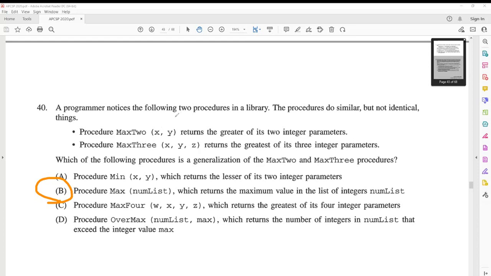Okay, because you have maximum 2 number, maximum 3 number, okay? 4 number is another one, it's not generalization, okay? So procedure move over maximum, which returns the number of integers that exceed the number of max. No, this one is not. So the answer is B, number 40. Is that okay? Any questions so far?